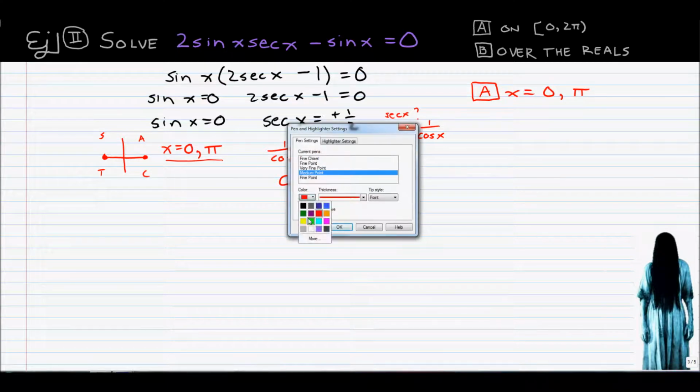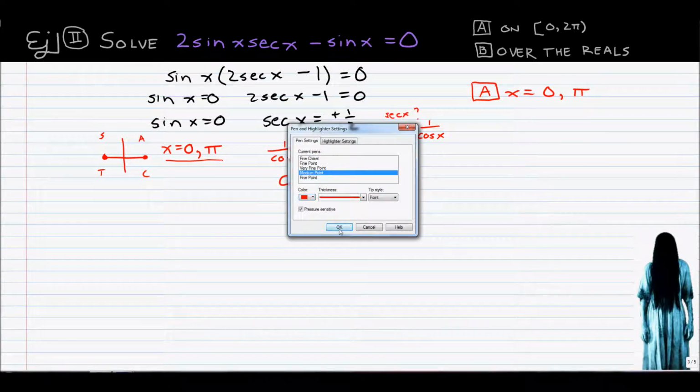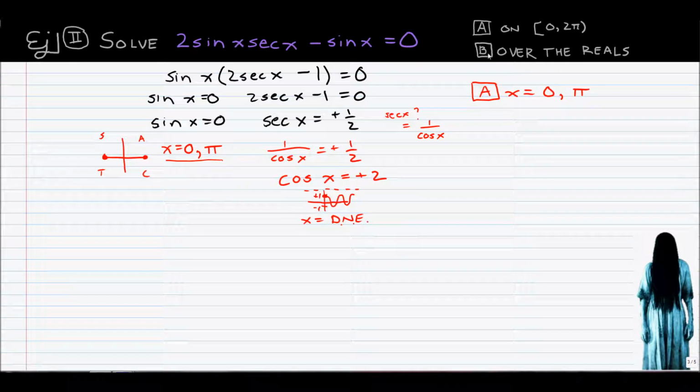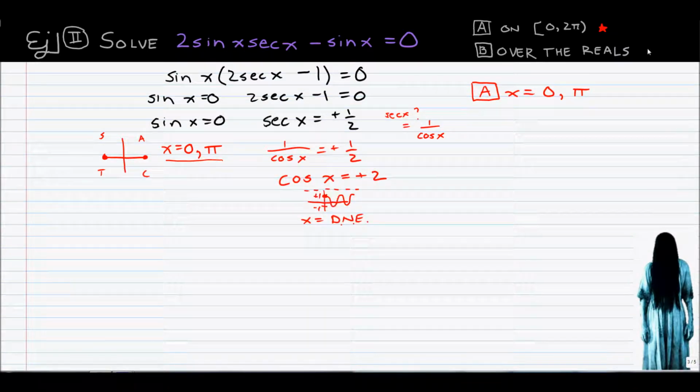Now the question is, how can we go ahead and find the second part? And actually, I should go back and very quickly add in my little star to indicate that what we got in the red was the solutions on 0 to 2π. Next, we said let's look at the green and figure out what the solutions are over the reals. What are all the possible x values that we have?